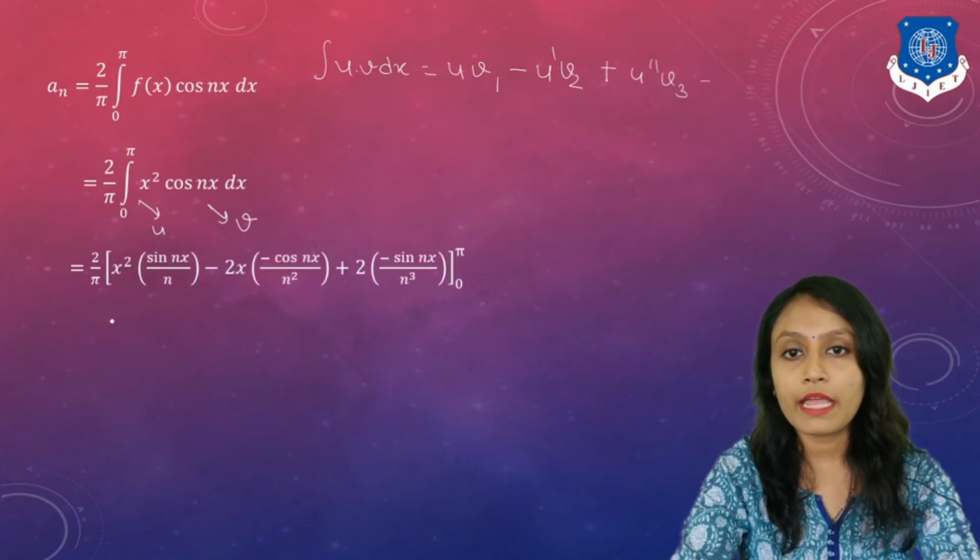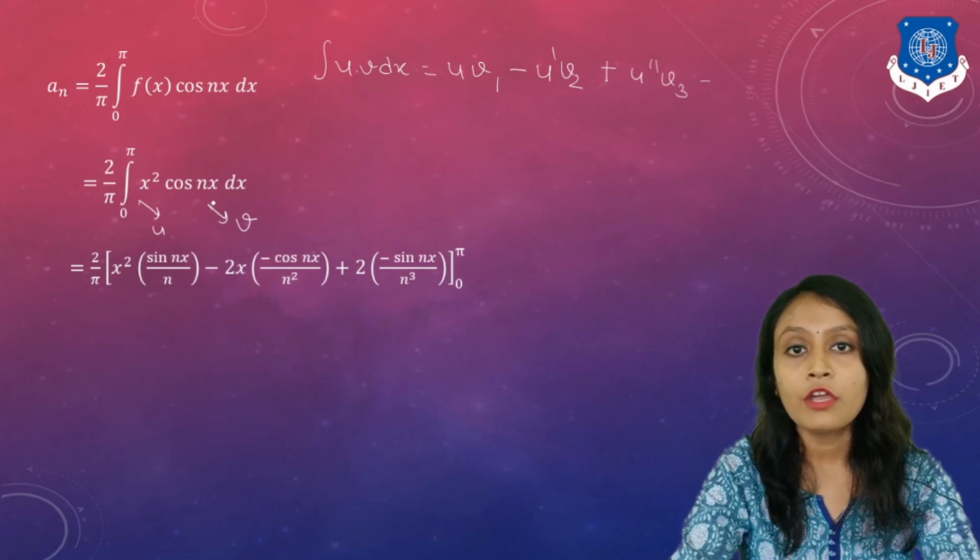Okay, now let's apply this formula. So 2 upon pi as it is. Firstly, u we have to keep as it is, so x square as it is, and v1 means integration of cos nx.